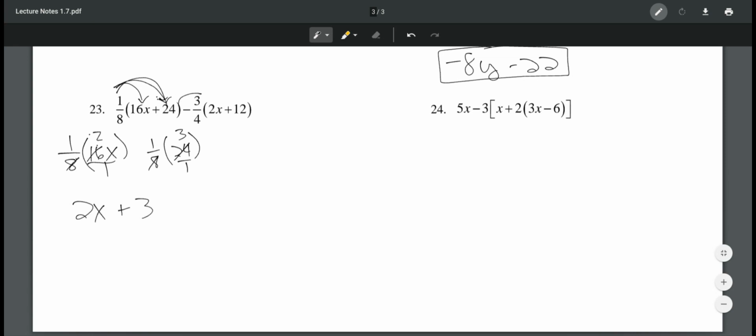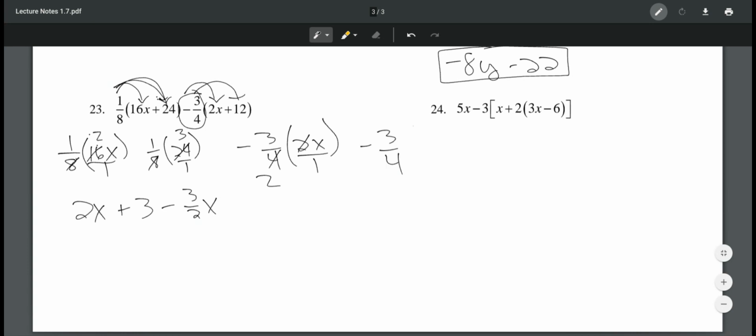Now, I'm going to take negative 3/4 and distribute it. So I have negative 3/4 times 2x. If I put 2x over 1, 2 goes into 4 twice. So that gives me negative 3 over 2x. And if I take negative 3 over 4 and multiply by positive 12, if I put 12 over 1, 4 goes into 12 3 times. Negative 3 times 3 is negative 9.